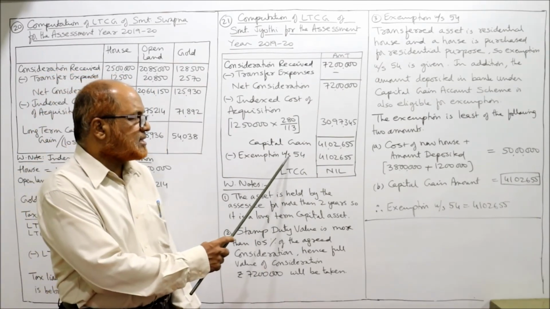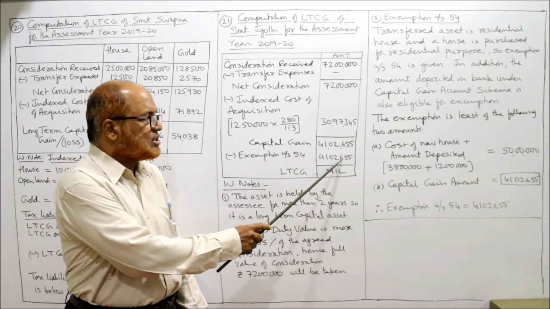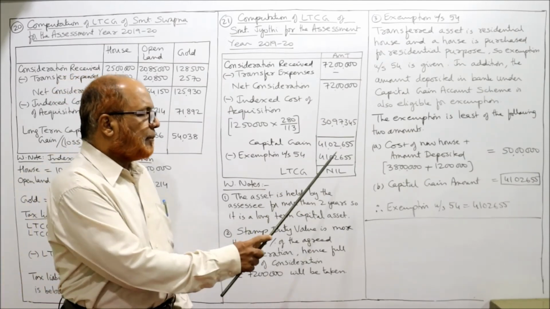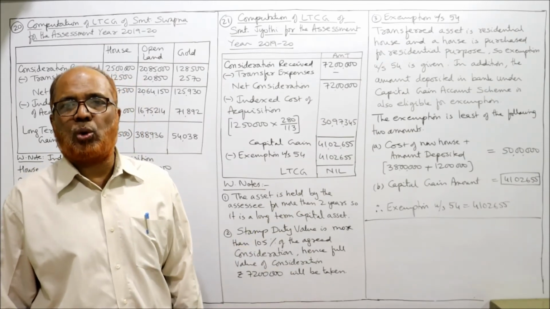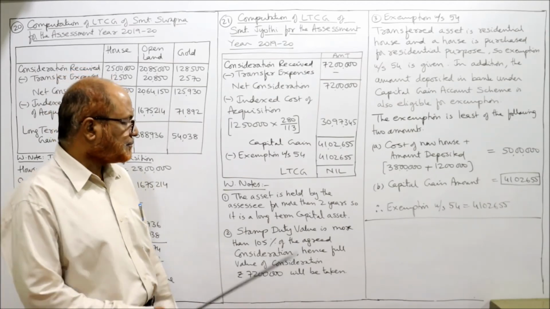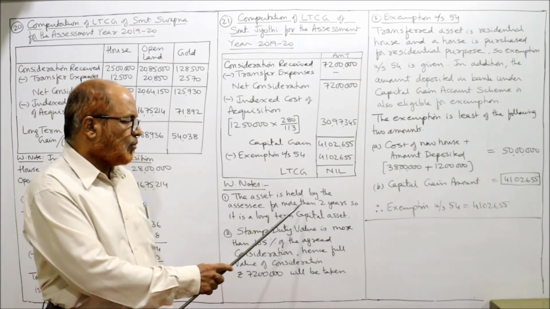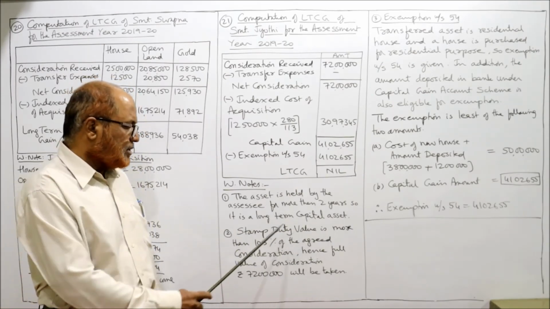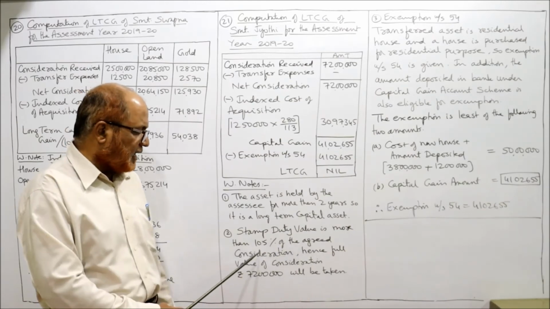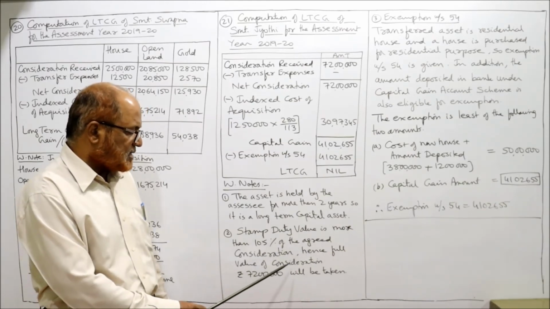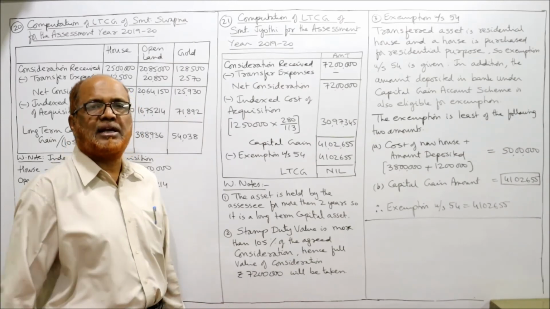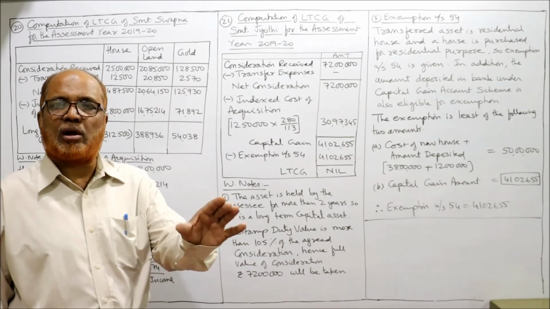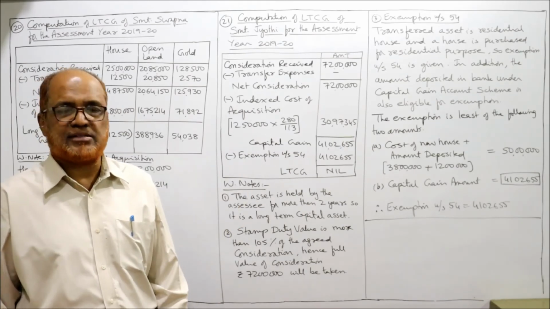Now exemption under section 54, 41 lakh 2,655. How we got it, I'll explain in the working note. So long-term capital gain will become nil, zero. The asset is held by the assessee for more than 2 years, so it's a long-term capital asset. Stamp duty value is more than 105% of the agreed consideration. Hence, the full value of consideration of 72 lakh will be taken, because government valuation is more than 105%.